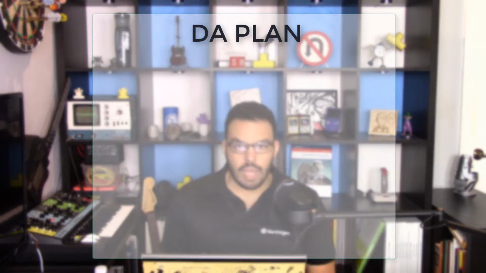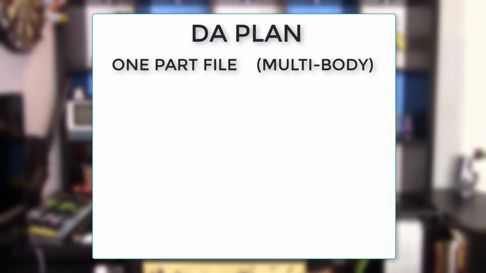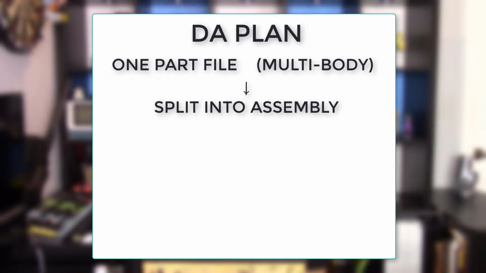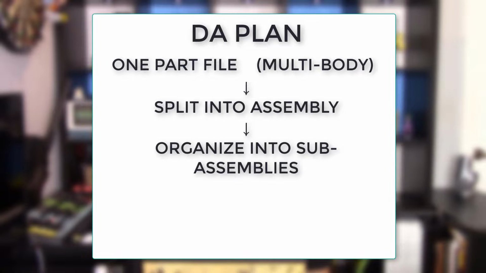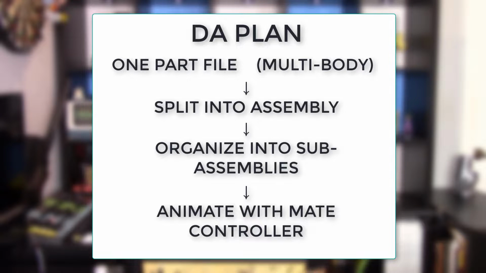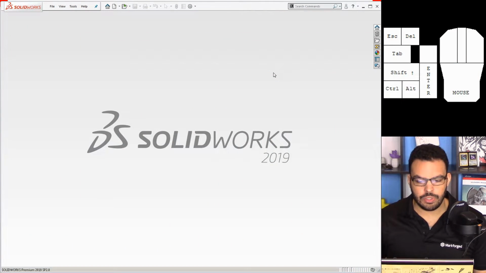So before we jump into it, let's lay down the plan. I'm going to create the entire parrot in one part file as a multi-body part. And from there, I'll split it into an assembly where we can organize it, and then we will use the mate controller functionality to actually animate it. That being said, that means that this method can be used in any SolidWorks version greater than 2016, because that's when mate controller first appeared. So with that out of the way, let's just get started here.